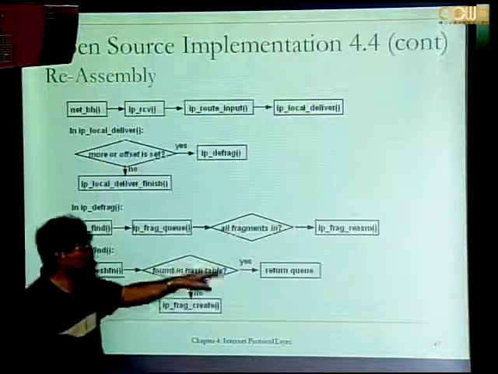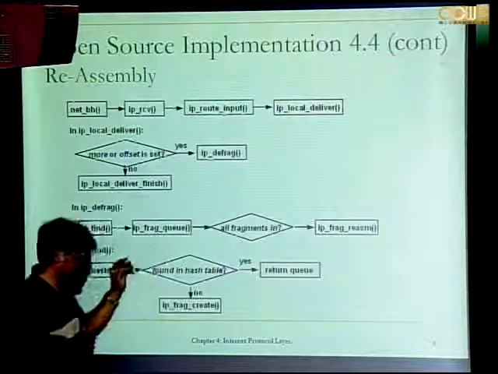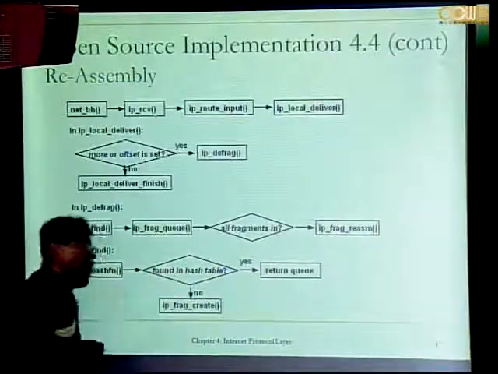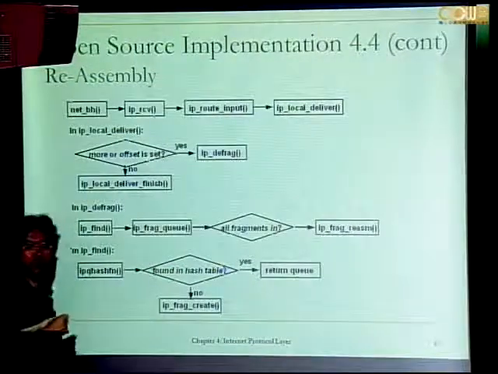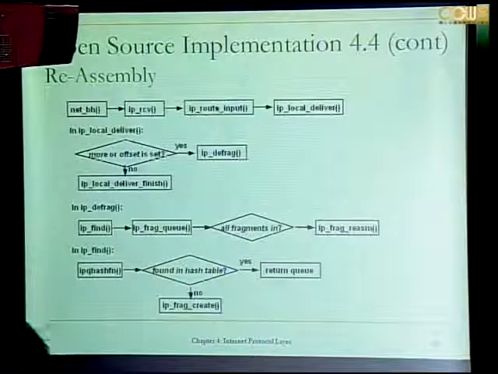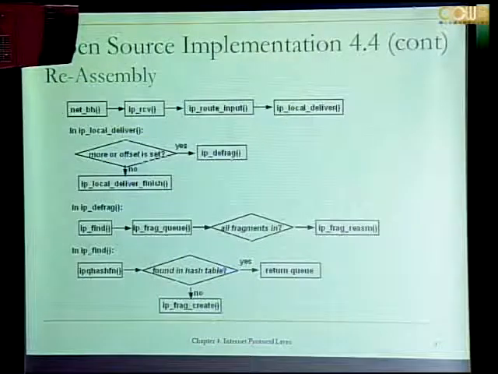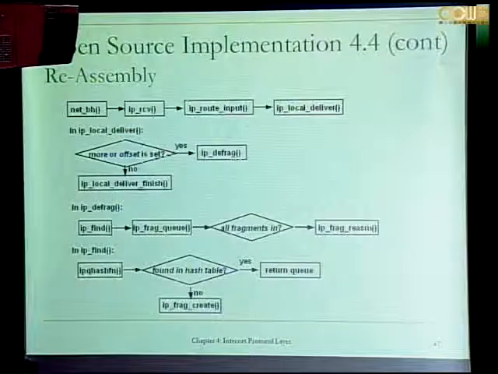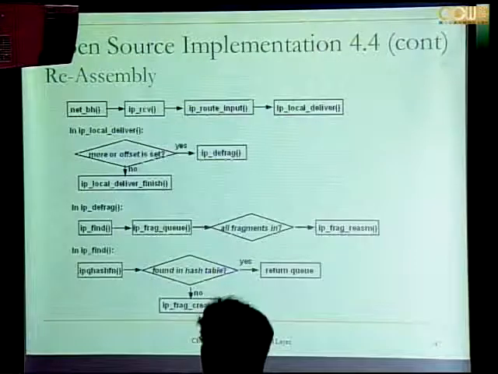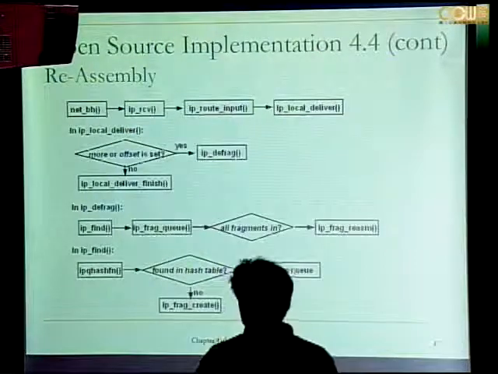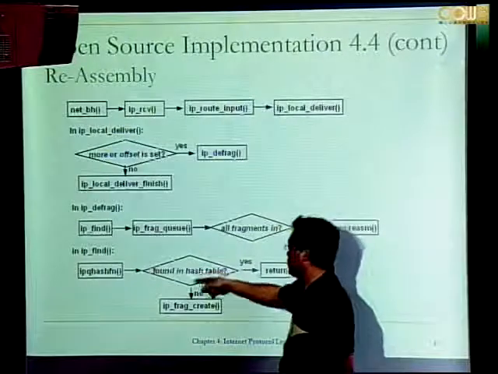If yes, then return the queue. Meaning if I find it in the hash table, this fragment is a fragment of a packet I have seen. So this is not the first fragment. This is probably the second or third fragment of a packet. But if this is the first fragment of a packet, I would not find it in the hash table. Then I would do this.